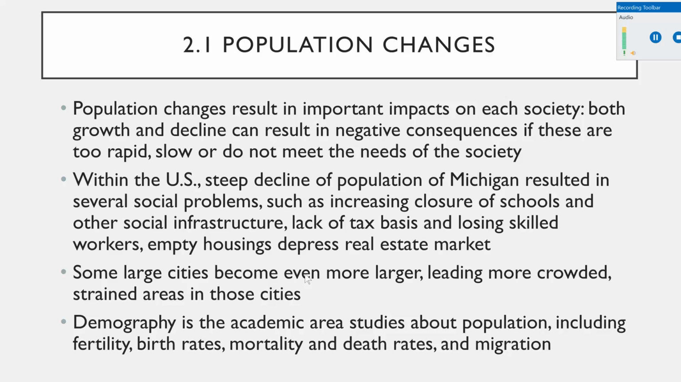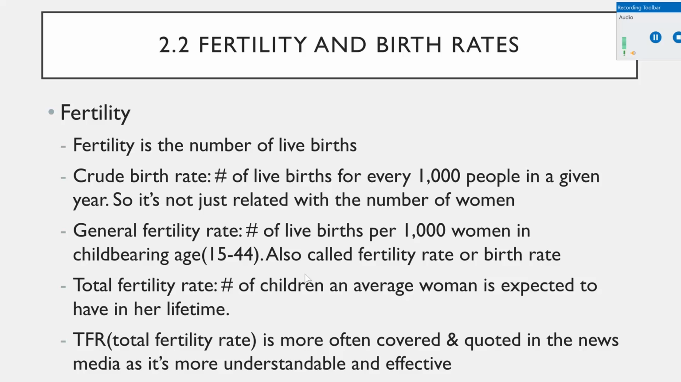So demography is the academic area that studies the population: fertility, the birth rate, mortality, the death rate, and migration, which are the components of population change. Fertility is the starting point of population change. Fertility is the number of live births.